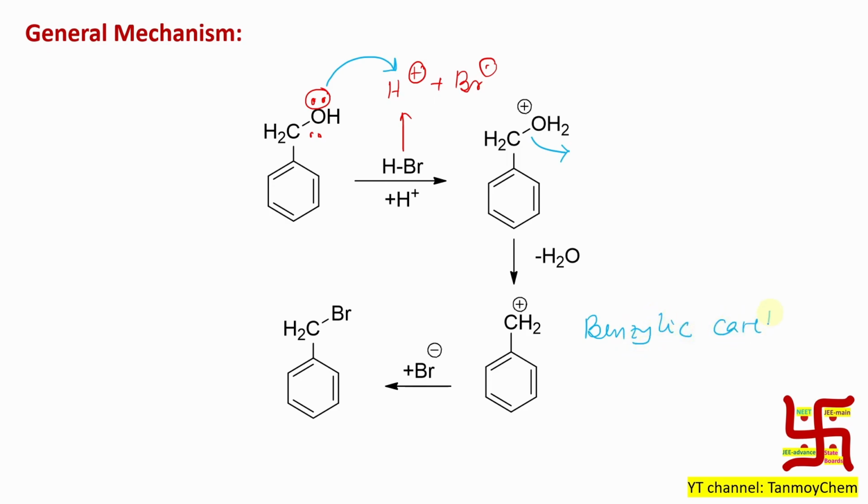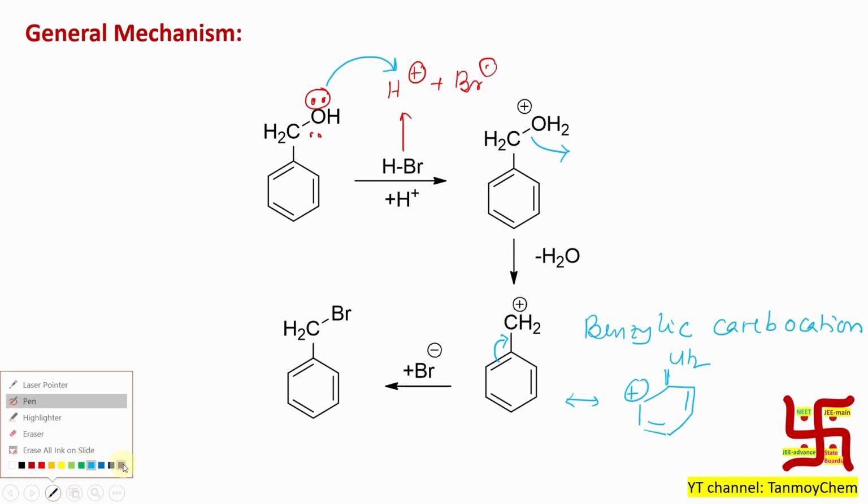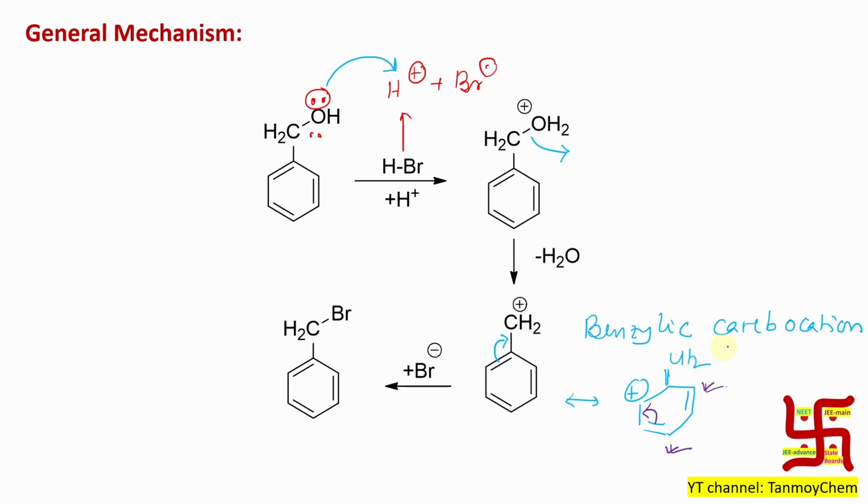Okay, and we know benzylic carbocations are resonance stabilized. How? With this benzene ring. So you can draw one canonical form, so this is CH2 plus. I suggest you students, you all draw all other canonical forms by yourself. What do I mean? You can draw one canonical form, so the positive charge will come here. In the next canonical form, the positive charge will go there, again it will come there. So a total of 5 canonical forms including this one are possible.